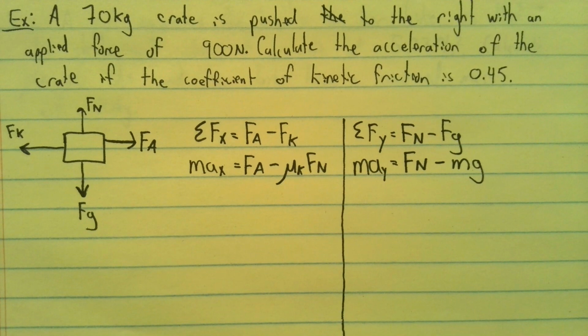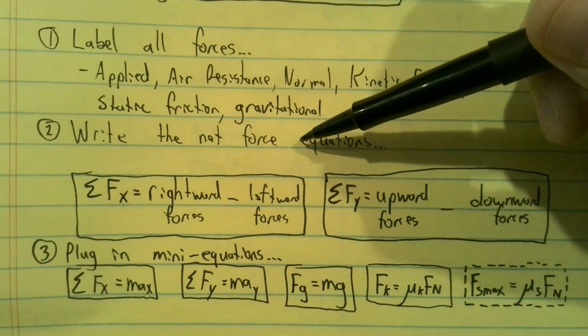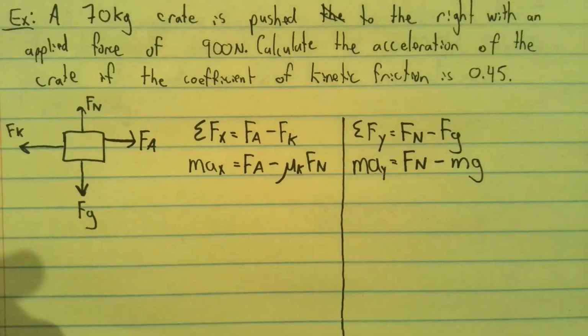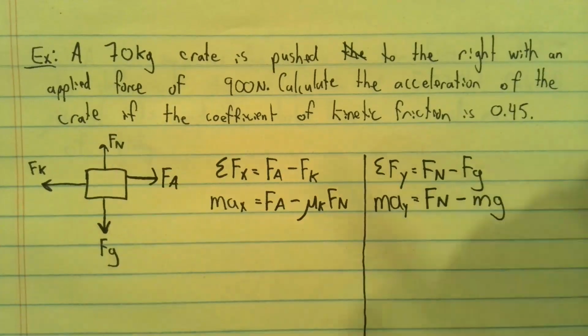So, we are finished with the steps. We've labeled all the forces. We've written the net force equations, and we've plugged in the mini equations. So what we need to do now is solve it. Now we've got it set so we can solve it without much thought. So let's see what we're trying to do.